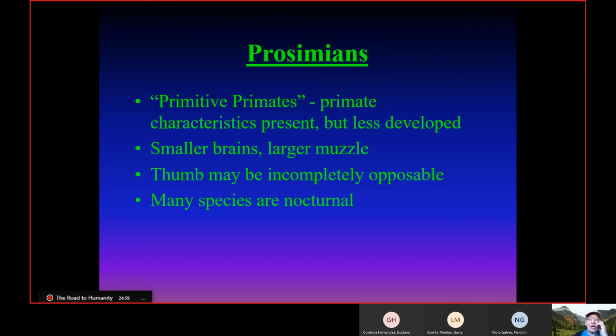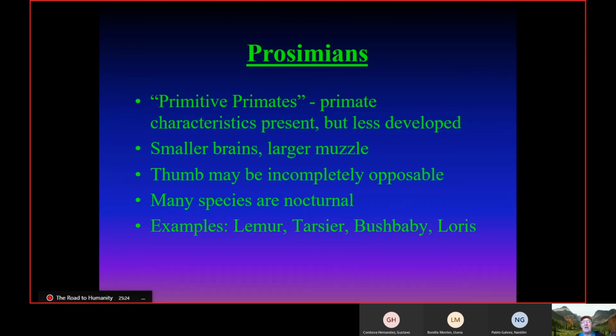Many of these species are nocturnal and they have really big eyes because of that. It takes up space in their skull to have such big eyes, and that's one reason their brains would be smaller. And some examples, you've heard of the lemurs of Madagascar. Other examples include the tarsier, the bush baby, and the loris.